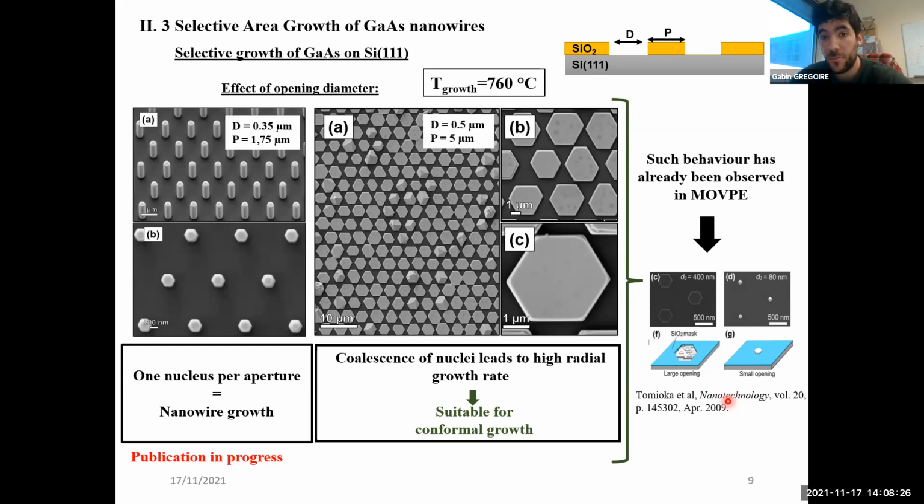While for a larger opening, we have the growth of many nuclei, which result in a platelet after coalescence, and these results are very interesting for conformal growth, and that's what the results that Evelyn Gilles showed this morning. Such behavior has already been observed in MOVPE with the growth of gallium arsenide on silicon.